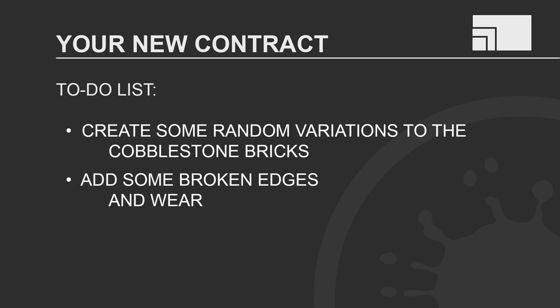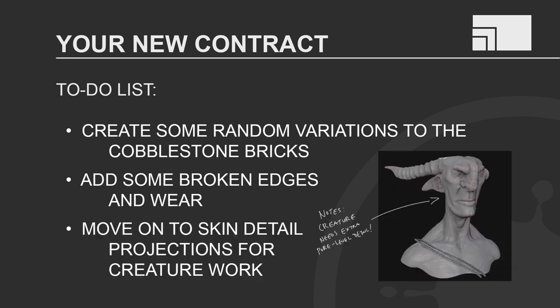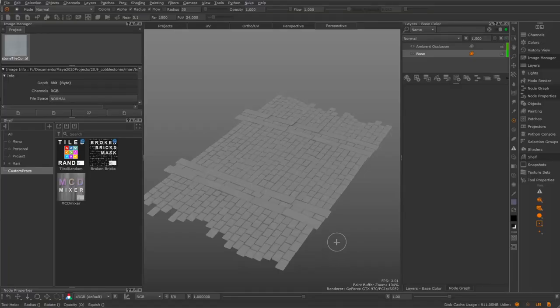Then, once we've got the cobblestones looking nice, we've actually got another asset to take care of, and we're going to look at kind of an interesting tool to mix and blend different displacement maps together for this mysterious creature that the hero comes across in this episode. So let's start by randomizing these bricks a little bit.